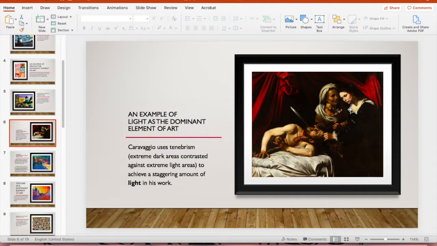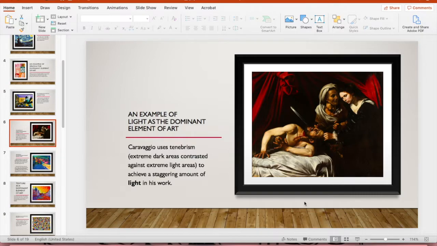So this figure here's face, this figure here's arm, right? The bright tip of the sword. These are things that are being emphasized by the light, so talk about that. And then you could talk about emphasis and focal point in your principal paragraph. And you would say that he is emphasizing certain areas with use of light.